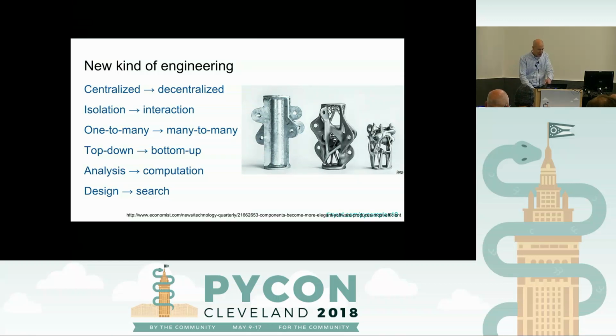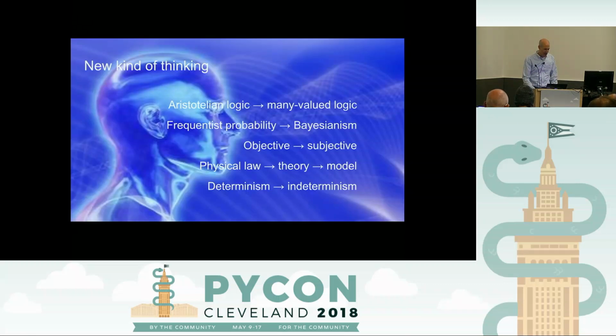If you get a chance, there's a link there to that article if you want to check that out. And then the last part that I wanted to mention is I think that there's a new kind of thinking that goes along with this kind of science and engineering, which is moving away from things like Aristotelian logic that are based on Boolean values, that things are either true or false, and tends to move toward multi-valued logic in which things are true or false to varying degrees. And Bayesian probability is one version of that.